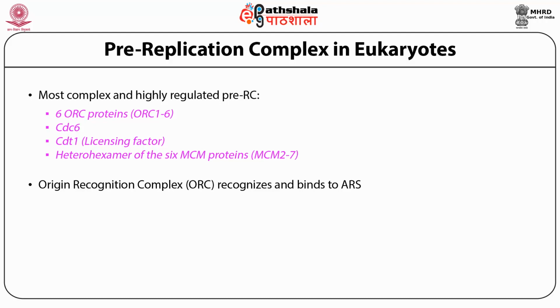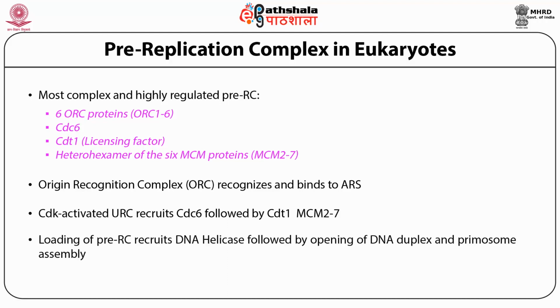However, this protein is present in the cytoplasm and cannot access the genome until and unless the nuclear envelope is disintegrated. So this in a way acts as a control switch to decide the replication point of DNA in eukaryotes. The CDK activated ORC recruits CDC6 followed by CDT1 and MCM2. The loading of the pre-replication complex recruits the DNA helicase, which then triggers opening up of the DNA duplex and primosome assembly.